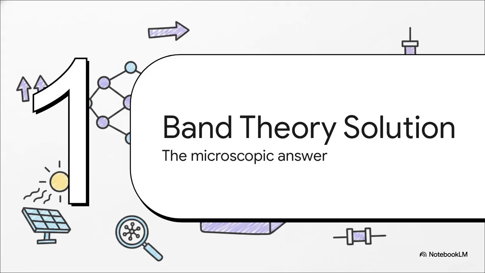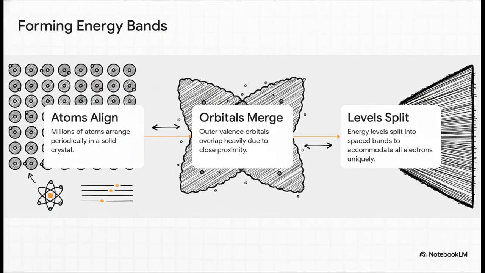That brings us to Section 5, the band theory solution. That dramatic failure of early models created an absolute necessity for a totally new theoretical framework, and that is band theory. Now, band theory works kind of like a crowded room.